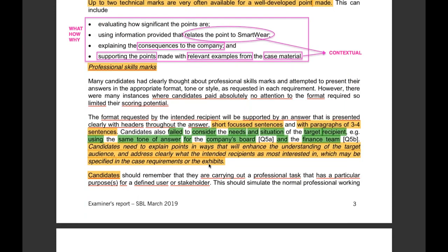Professional skill marks. Some students don't pay attention to the format, and that's the reason why they don't score for the professional marks. So make sure, like it says there, you attempt to present your answers in an appropriate format, tone, and style as requested in each requirement. If you fulfill this, you'll be able to gain your professional marks.